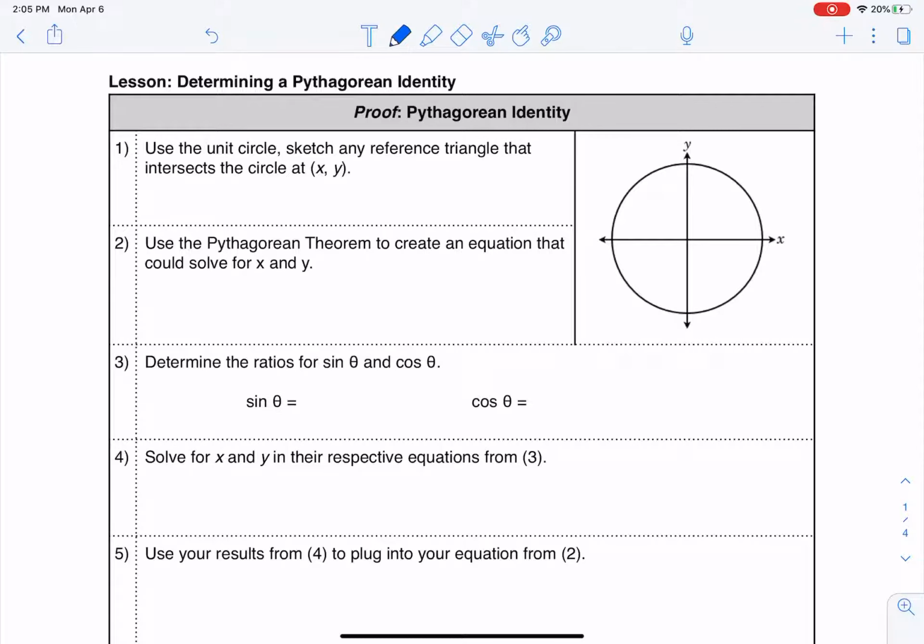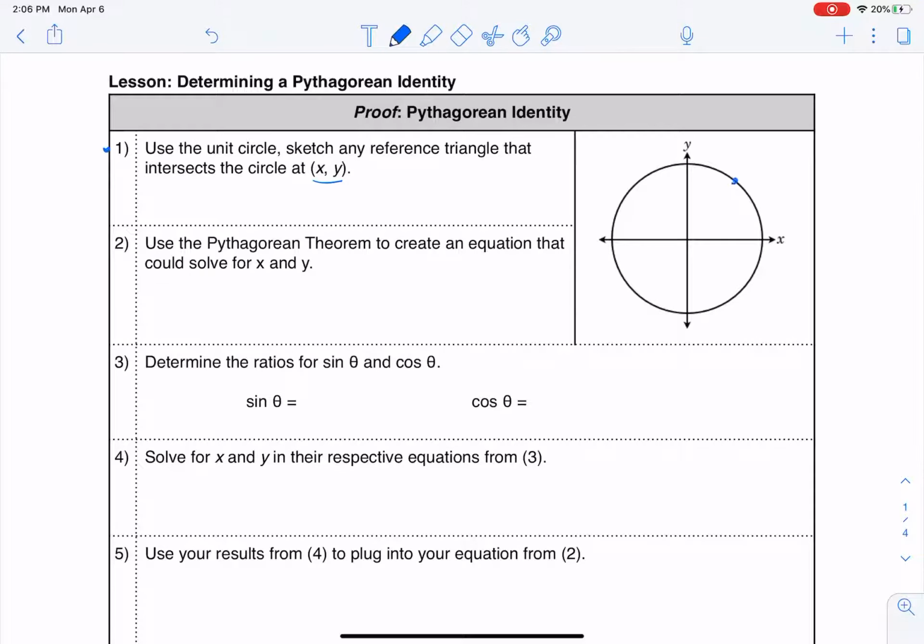It's not something you would need to do in a Regents per se, but it's kind of important for you to see so that you know how it's being applied in other problems. So part 1 of the proof. Using the unit circle, sketch any reference triangle that intersects the circle at x, y.